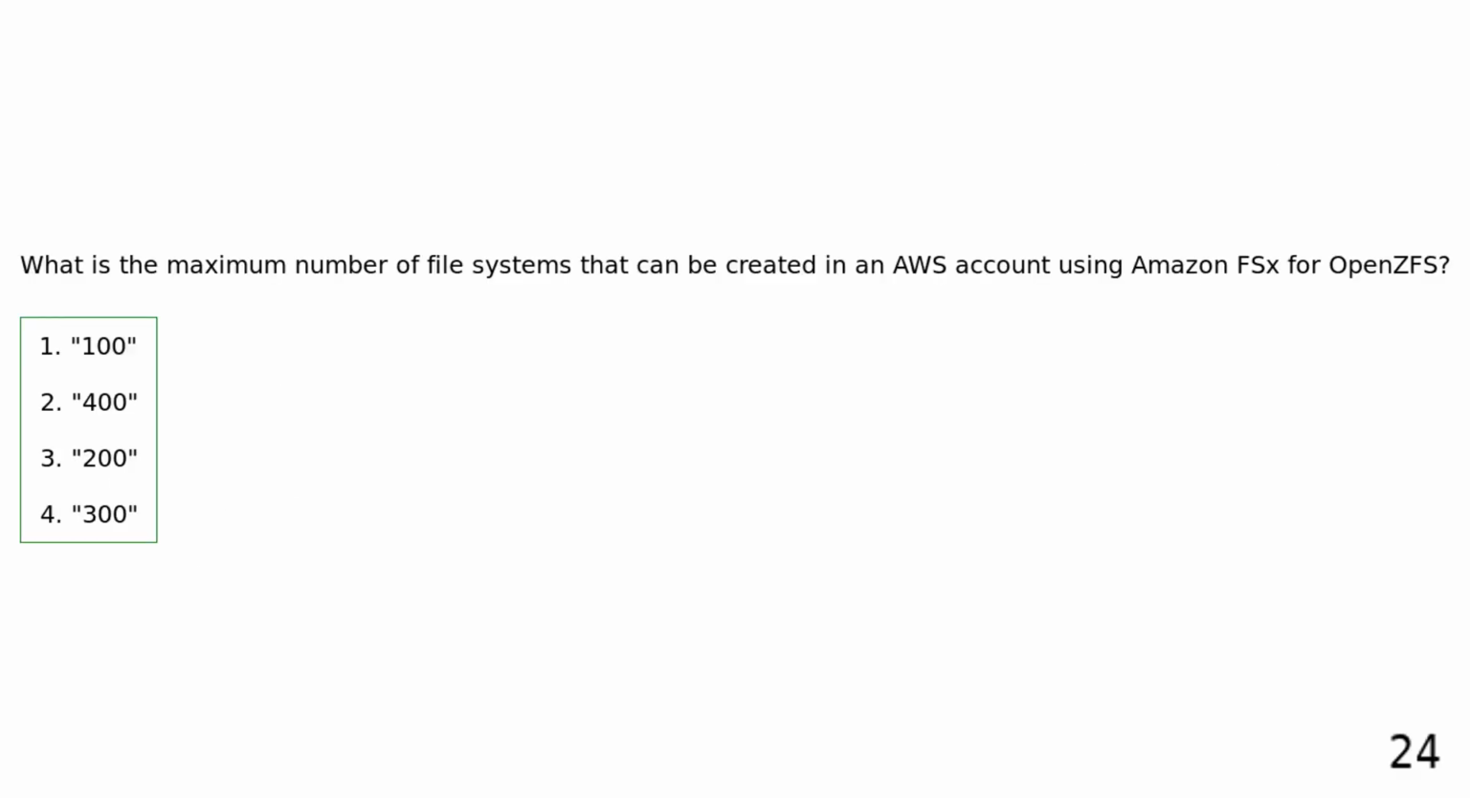What is the maximum number of file systems that can be created in an AWS account using Amazon FSx for OpenZFS? 100. 400. 200. 300. You can create up to 200 file systems per AWS account using Amazon FSx for OpenZFS.